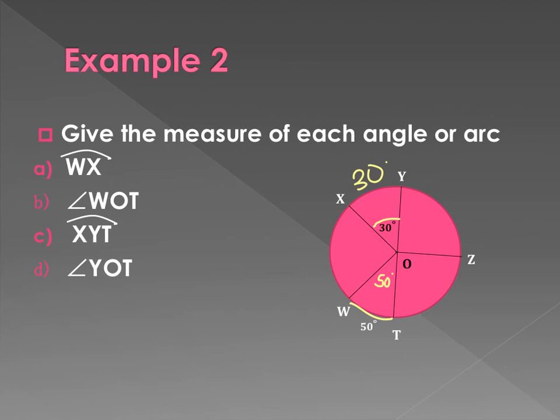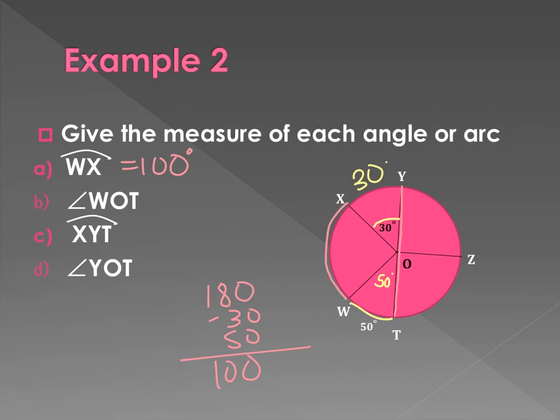So it says give the measure of each angle or arc. How do I find arc WX? Good. I already have the 30 and the 50. I know that this is my diameter. It's a straight line that passes through the circle. So I would do 180 minus the 30 and the 50. And I'd get 100 degrees. And again, measure of arc should be in degrees. Okay, WOT we just found was 50 degrees. Now we're talking about the angle, still in degrees.